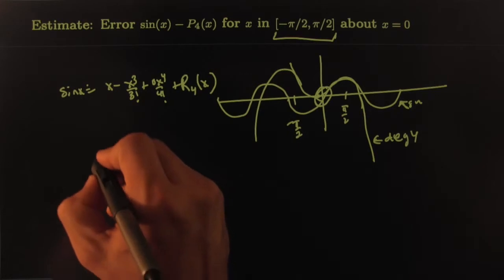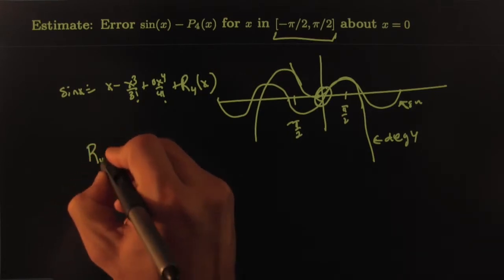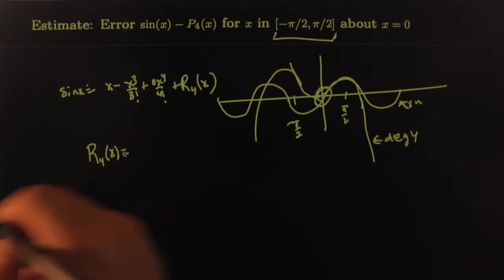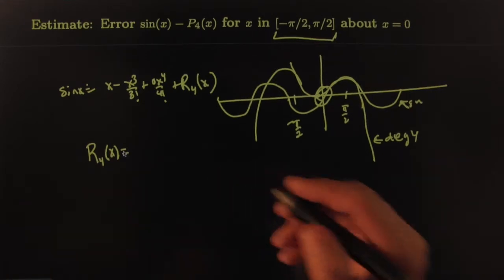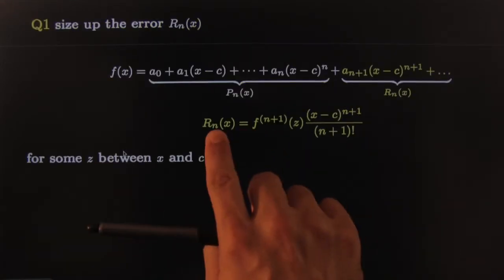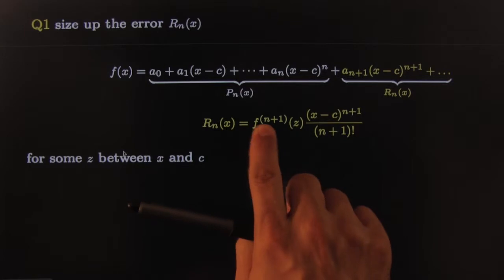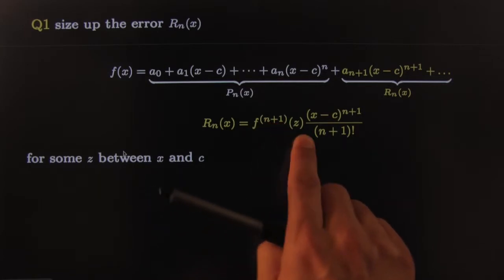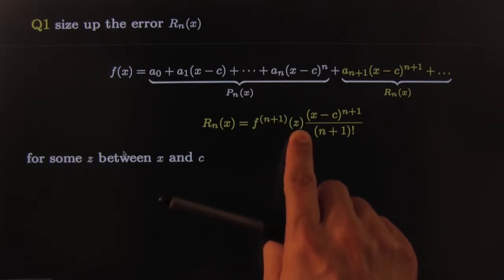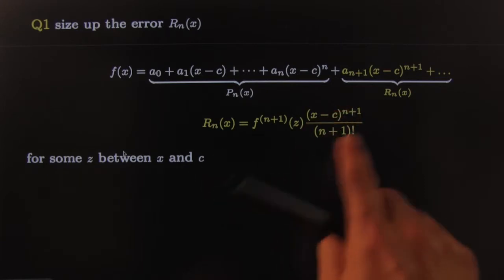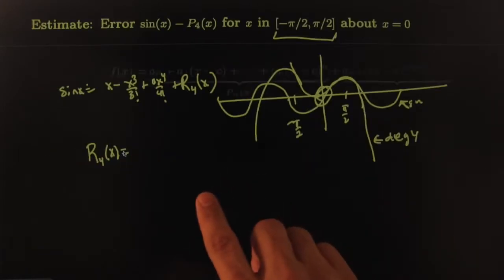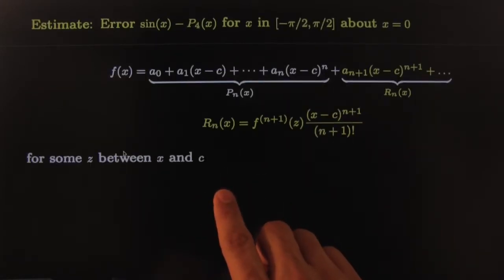Lagrange invents something and says, you know what, R4 of x is equal to, for this I have to look at my excellent formula. R4 would be equal to f to the 4 plus 1 at some point z between x and c times all that. That's what we got to do. Wait, I think I had it right here.